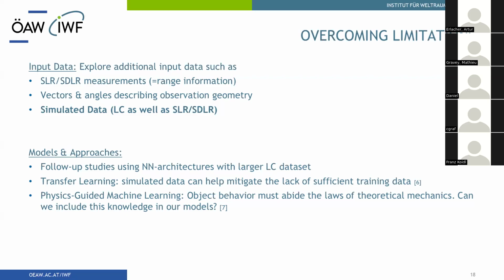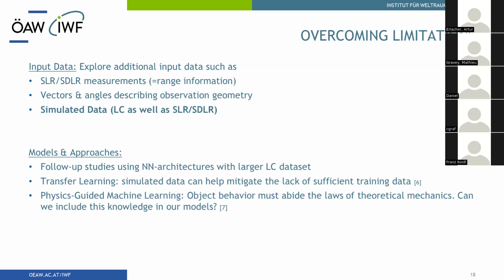We also have some ideas on models and approaches that could follow or address these concerns. We can do a follow-up study using a neural network architecture, using a larger part of the data set. There's also the possibility of transfer learning. And transfer learning is a chance to include simulated data into the training process. The idea behind transfer learning is to pre-train a neural network on simulated data and then fine-tune it using real data.